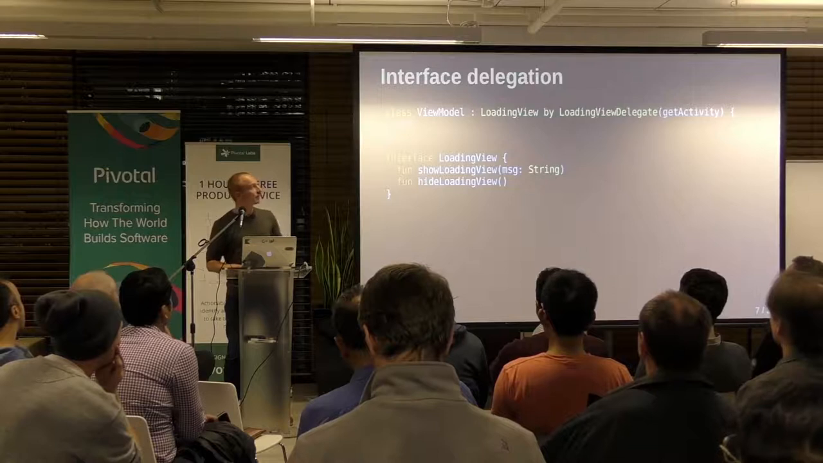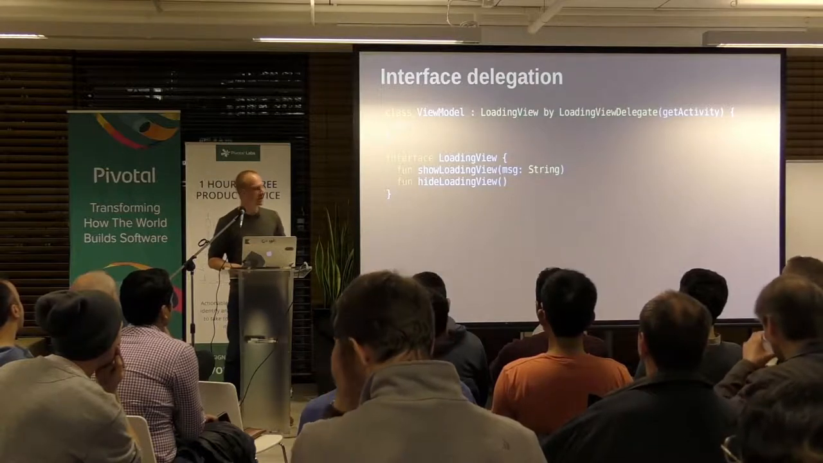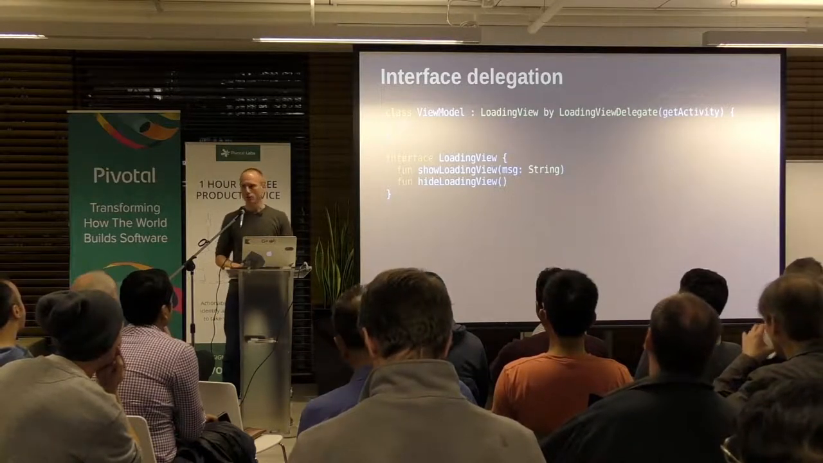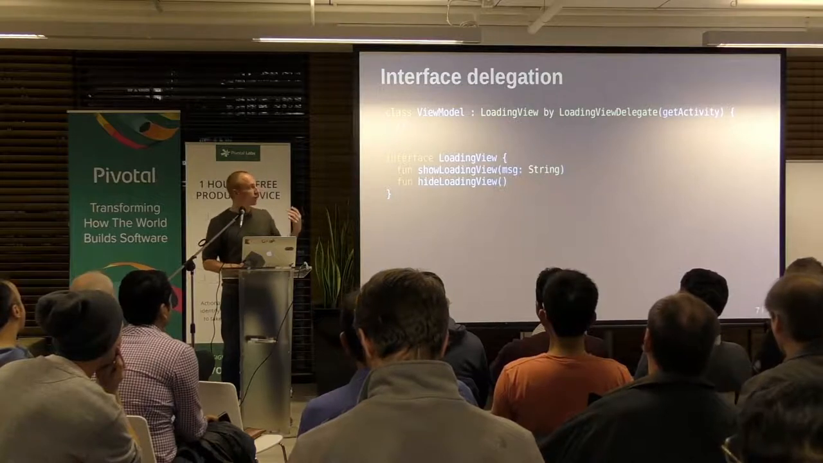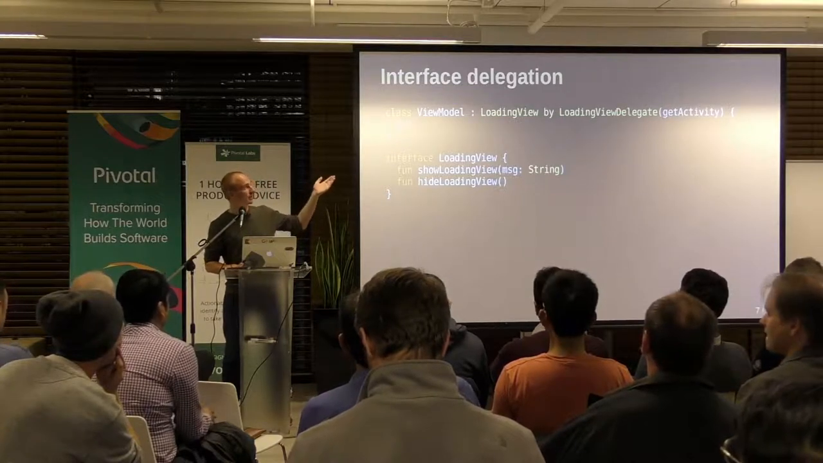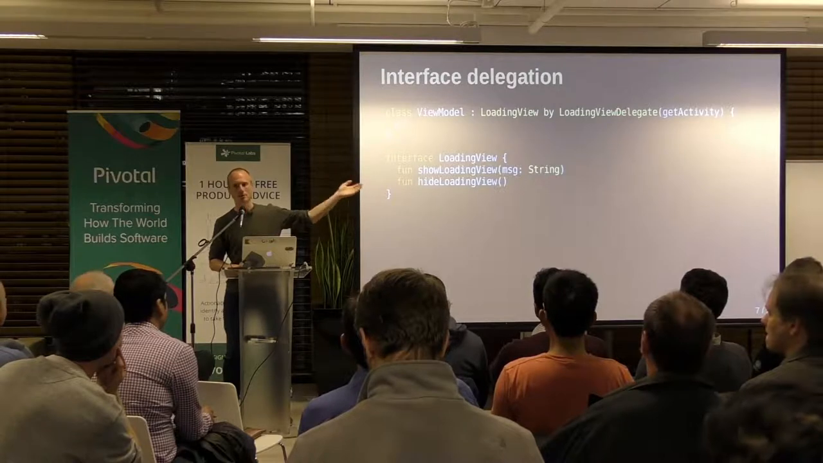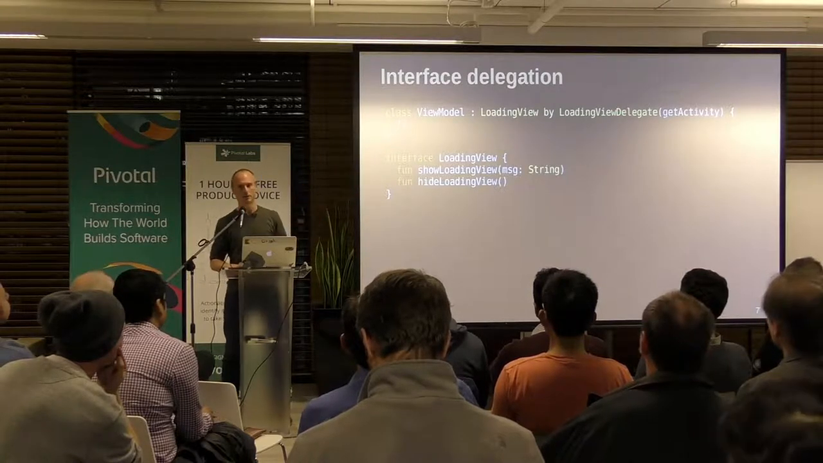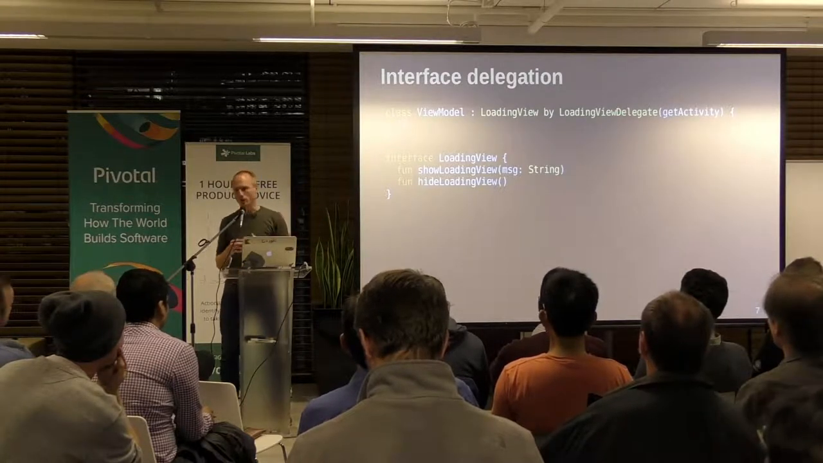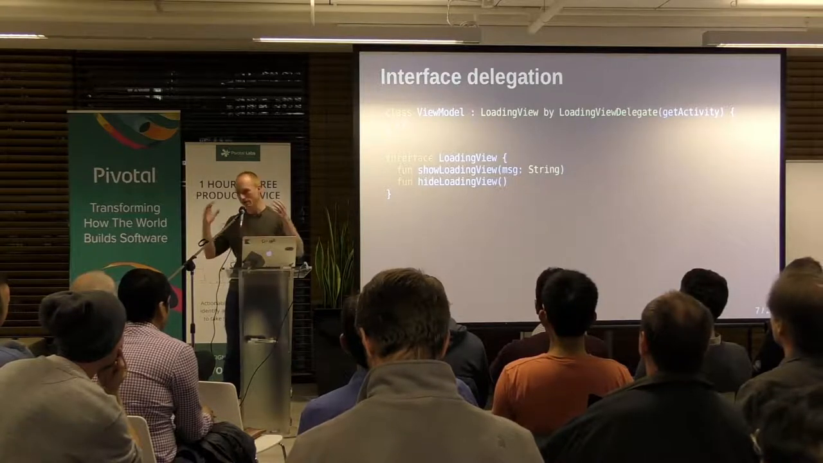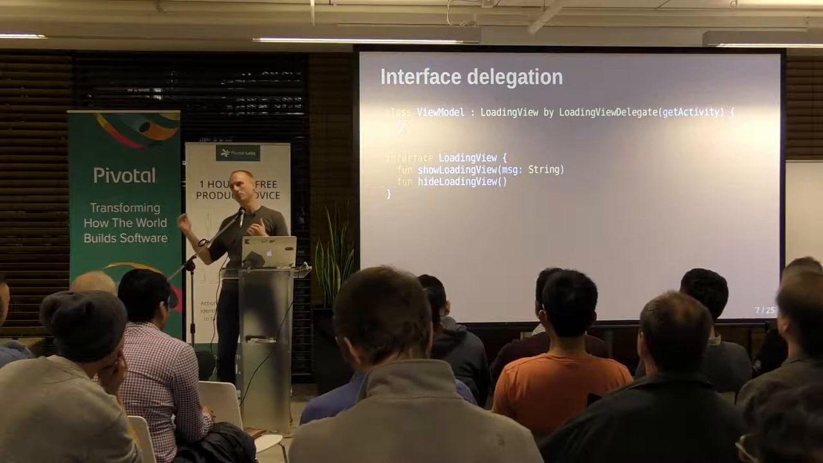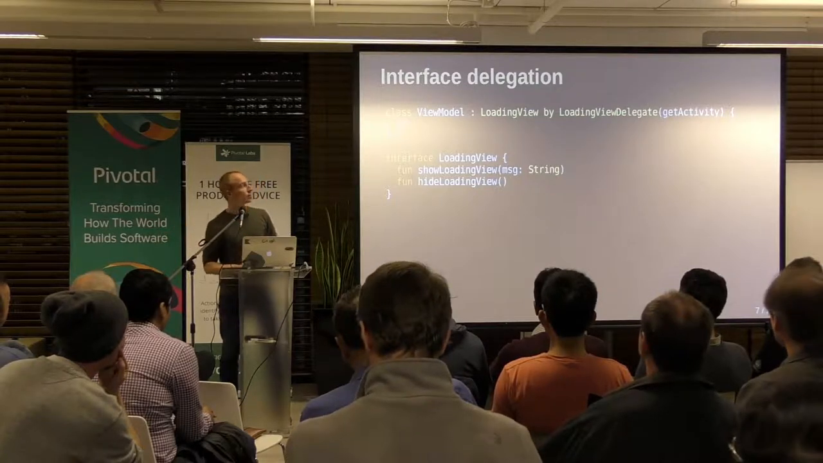So the second kind of delegation we use is interface delegation. What this is, you can have any object that just implements an interface, and then you can say by and then specify an implementation that provides that interface. From the outside, it will just look as if that object implements the entire set of methods. But behind the scenes, Kotlin will delegate to this specific interface. So it's really interesting for us.